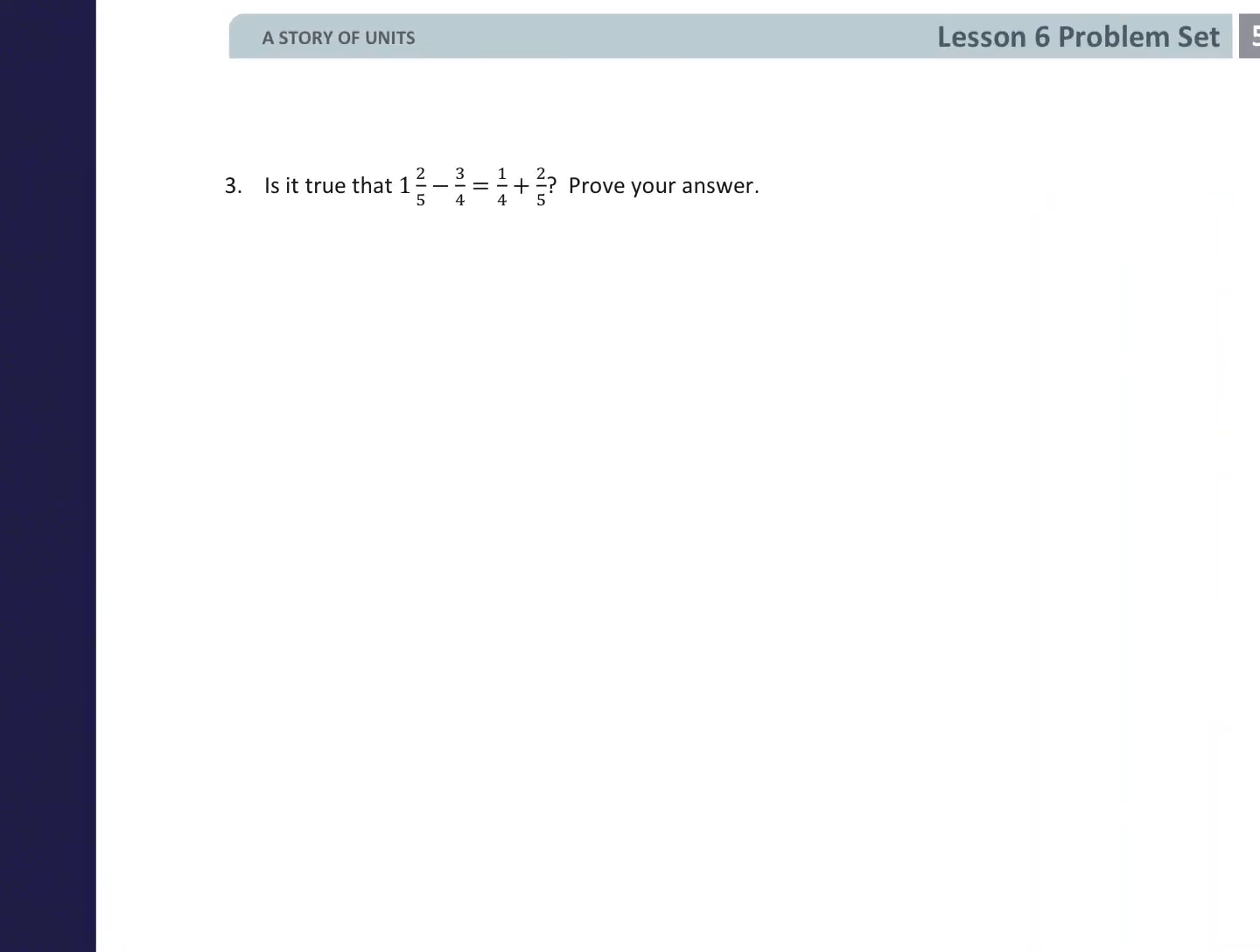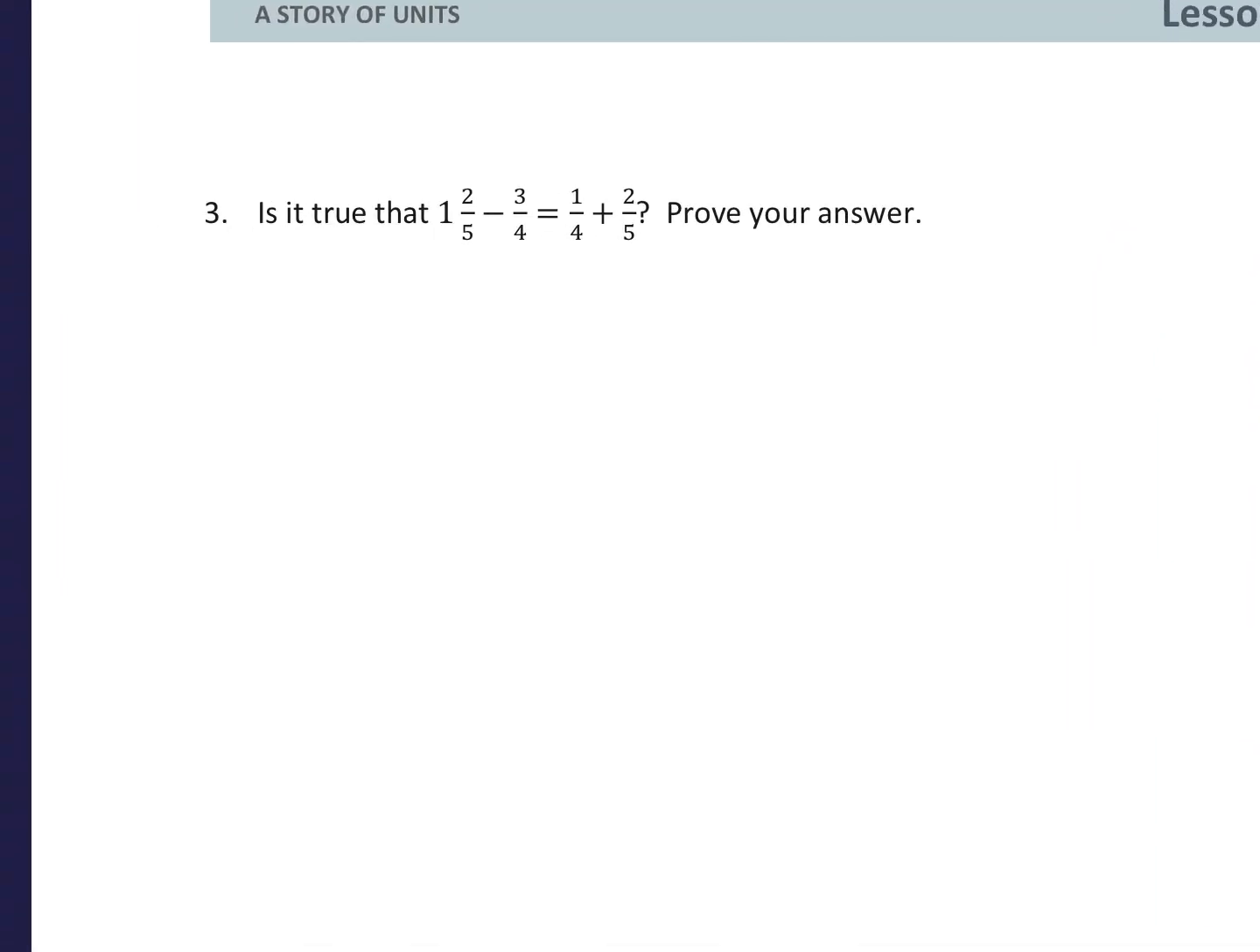So let's look at this guy. Is it true that 1 2/5 minus 3/4 is equal to 1/4 plus 2/5? Prove your answer. So it's asking, is the answer for this side the same as the answer for this side? Let me highlight this. We've got the red side, this problem, and then we've got the blue side.